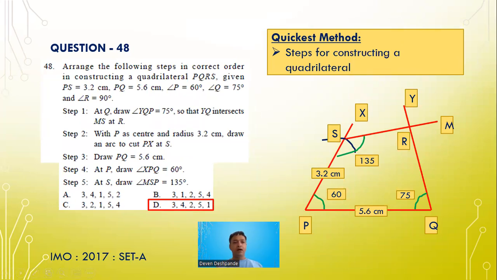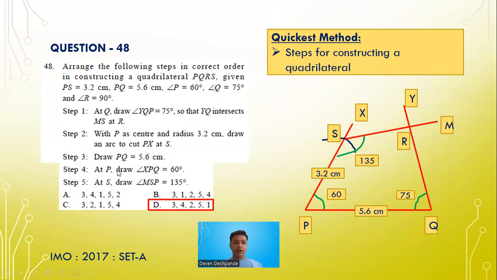Question 48. Arrange the following steps in correct order in constructing a quadrilateral PQRS. Given PS is equal to 3.2, PQ is equal to 5.6, angle P is 60 degrees, angle Q is 75 degrees, and angle R is 90 degrees. So what are the steps? The first is step 3. Draw PQ equal to 5.6. So first you draw PQ with 5.6.